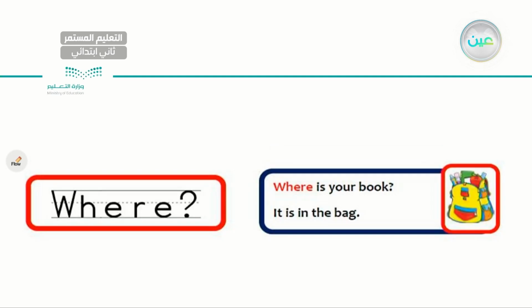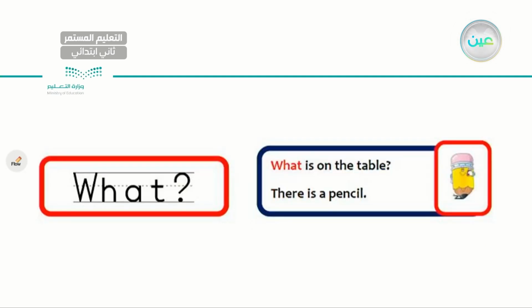Here I have where. We just said that where is used to ask about a place or a location. Where is your book? It is in the bag. So we are looking for the book. It is in the bag.